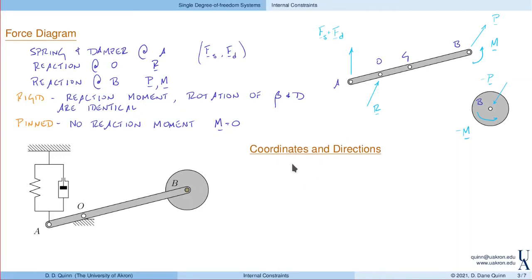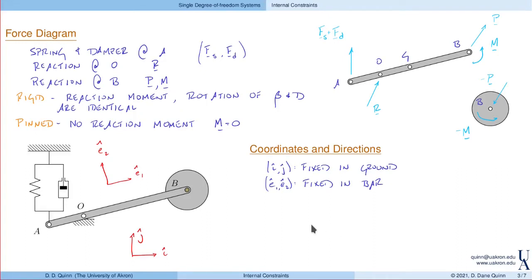Now we look at coordinates and directions. Okay, directions, like always, we'll define i and j as fixed in the ground. And then because this bar rotates, we'll define directions E1 and E2 fixed in the bar. So again, i and j are fixed in the ground, while E1 and E2 are fixed directions in the bar.